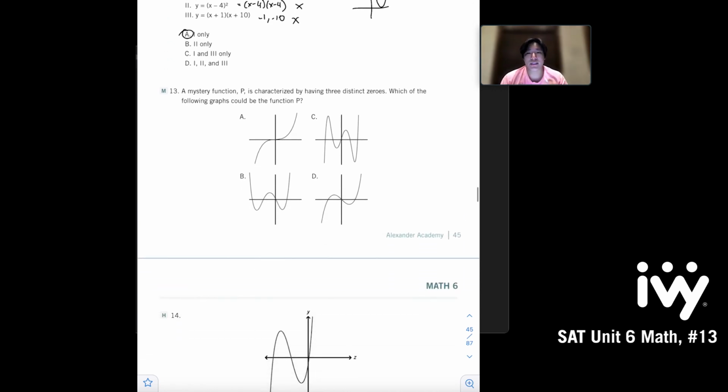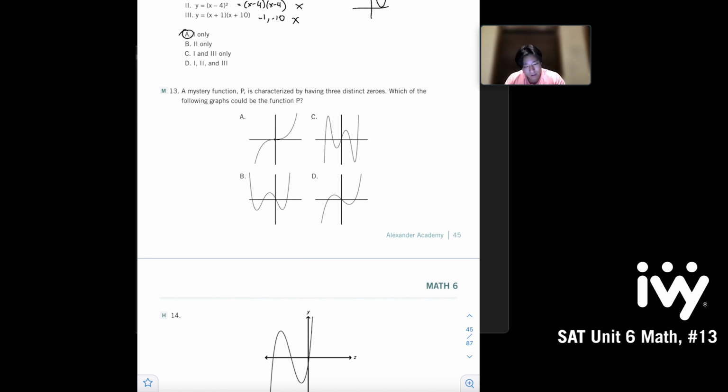Okay, question 13. A mystery function P is characterized by having 3 distinct zeros. Which of the following graphs could be function P? Like we kind of saw earlier, a distinct zero means it either touches or crosses the x-axis. So if we have 3 distinct ones, it should either cross or touch the x-axis at 3 different places.